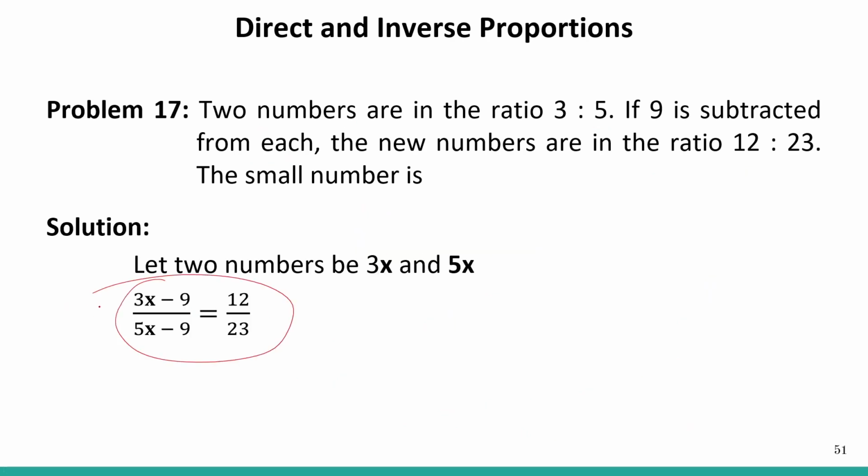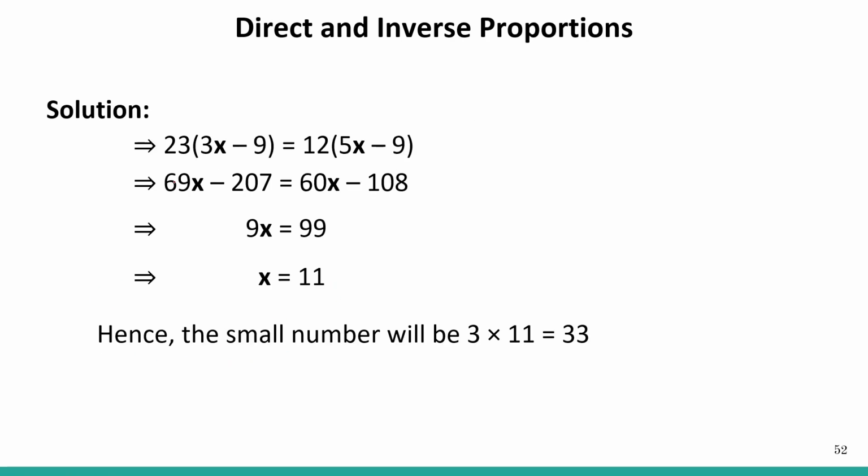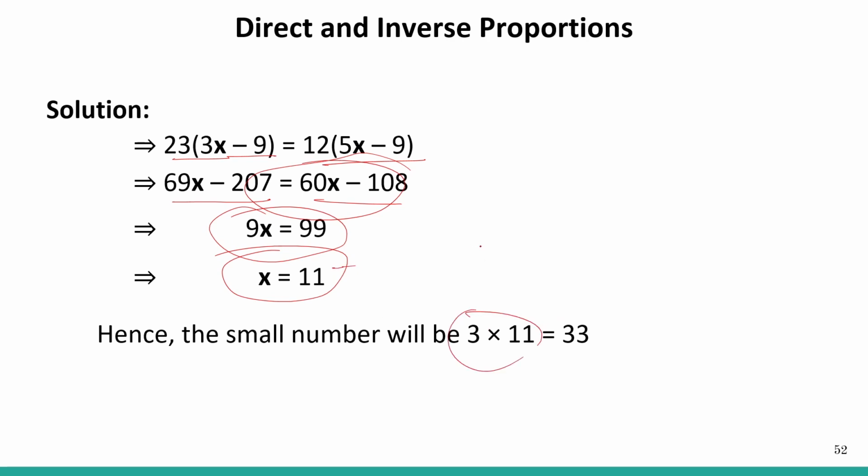So here this is how we did it. So 12 by 23, now solving this algebraically. So 23 into 3x minus 9 is equal to 12 into 5x minus 9. So 69x minus 207 is equal to 60x minus 108. So 9x is equal to 99. So we arrived at x is equal to 11. So 3 into 11 is equal to 33, and the other number will be 5 into 11 is equal to 55. So the smaller number is actually 33.